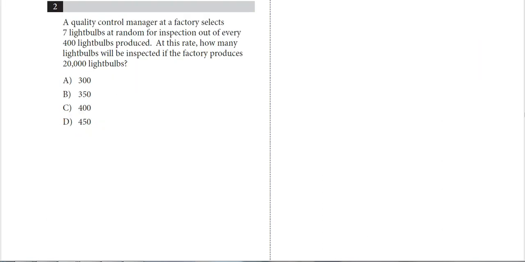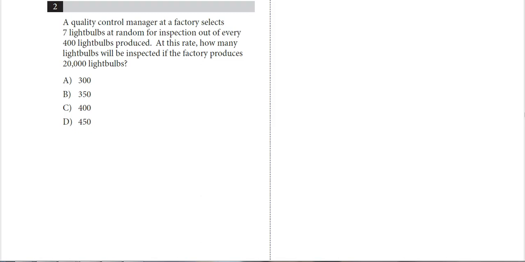Number 2, a quality control manager at a factory selects 7 light bulbs at random out of every 400. At this rate, how many light bulbs will be inspected for 20,000? So to me, this kind of looks like a proportion problem. There's probably several ways to do it. I'll try to show you a couple of them.